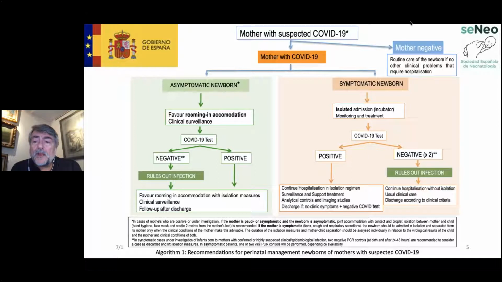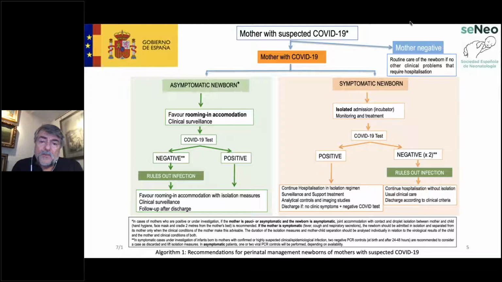And if the baby was negative, we lift the isolation and keep the baby in the same way as any other regular newborn admitted to the hospital. If the baby turns positive by the test early after delivery, then we keep the baby isolated and controlled at the hospital.